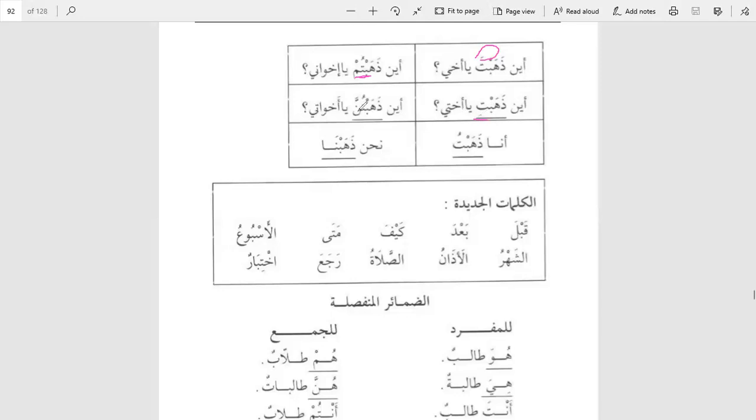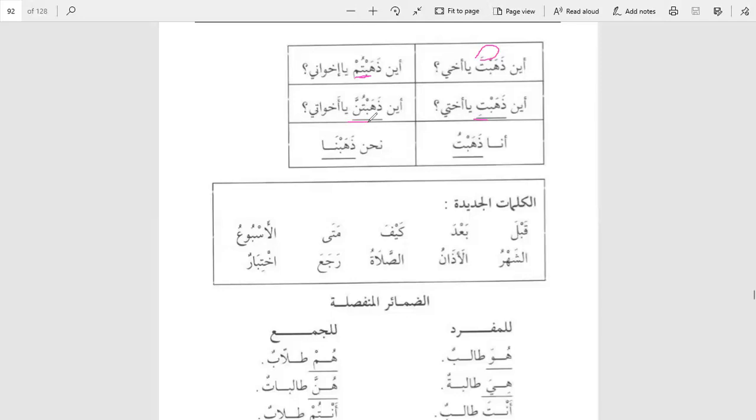And when there are many sisters, my sisters, they say aina dhahabtunna. This is representing Antunna. So take note of that.